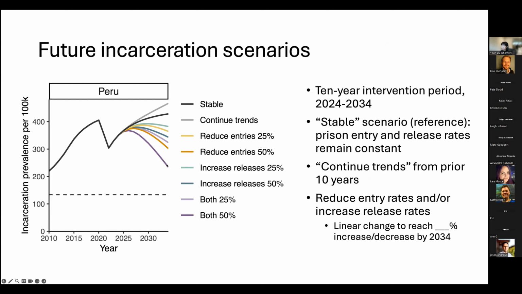So you can see that in Peru, these decarceration scenarios result in an overall decrease in incarceration prevalence. But notably, for Peru as well as in other countries, this horizontal dotted line represents the incarceration prevalence from 1990. So you can see that even with the most aggressive decarceration scenario, so to speak, we're not close to the incarceration prevalence from 1990.